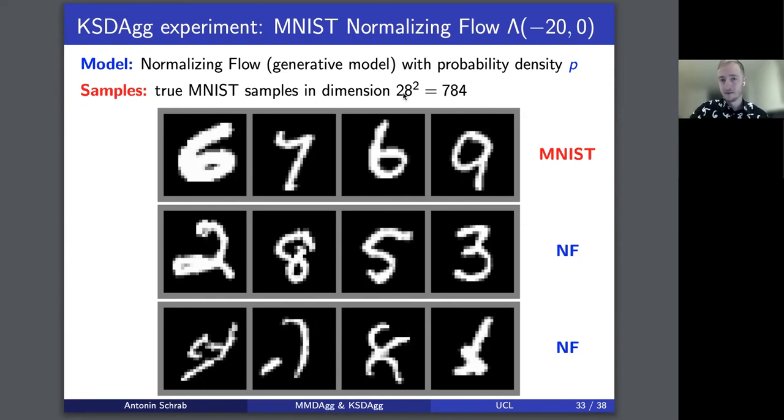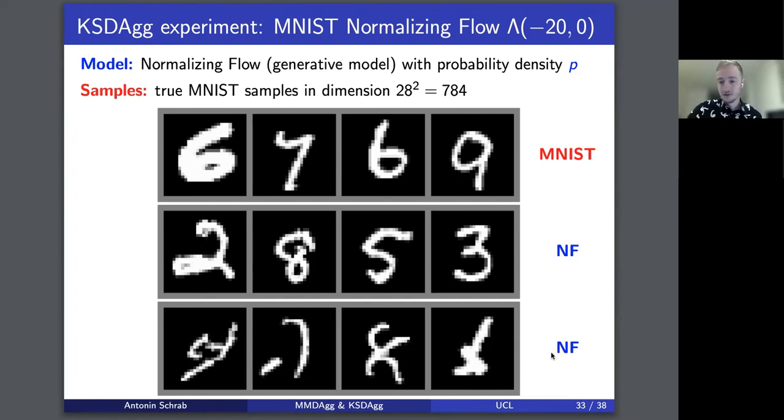This is, as I said before, in resolution 28 times 28, so a high dimensional problem in dimension 784. Even though this looks like a really high number, the problem is inherently lower dimensional. As an illustration, the top row shows digits from true MNIST, and the middle row shows digits sampled from the normalizing flow. Some digits really look like MNIST samples. They wouldn't be distinguishable by a human, at least not by me.